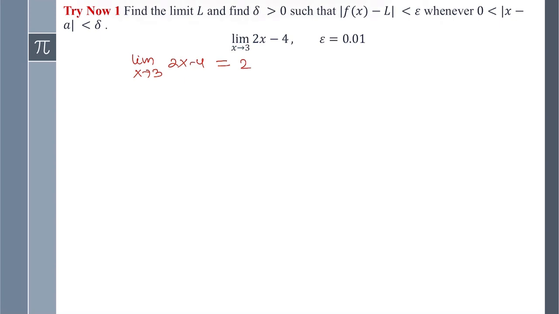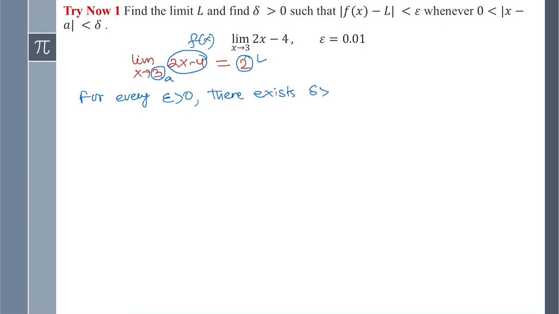Now here L is this one. This is the function f of x, and this is a. Now by the precise definition, we can write for every epsilon greater than 0, there exists a number delta greater than 0 such that the absolute value of f of x minus L is less than epsilon whenever the absolute value of x minus a is less than delta and is greater than 0.